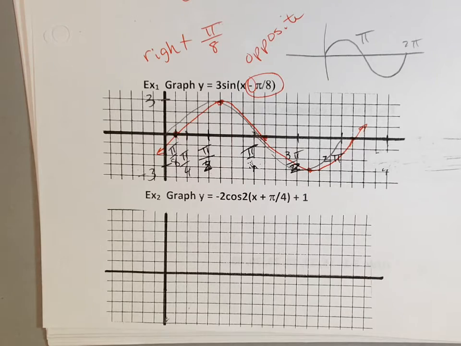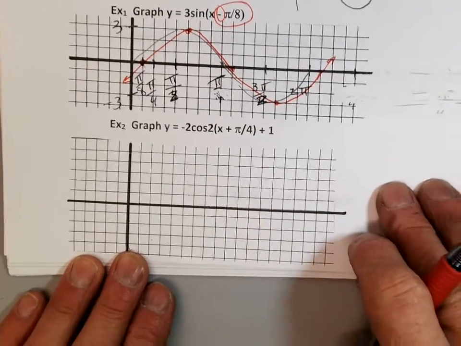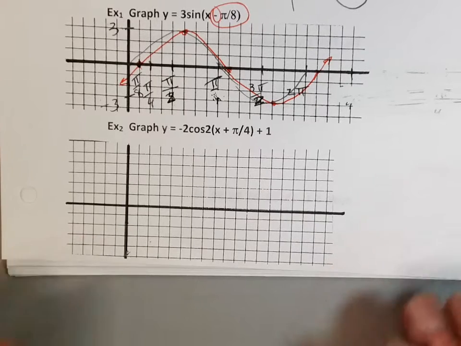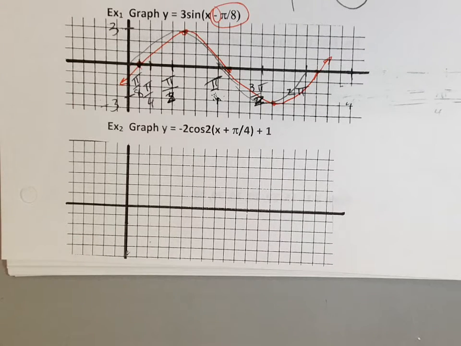Alright, let's move on to number 2. So to do number 2, I'm going to do 2 things. So it's going to be upside down cosine, amplitude 2. I'm going to put 2 curves in the space of 1, frequency of 2. Then I'm going to move it back to the left, pi fourths, and up 1. So, it seems kind of complicated. So I'm going to do this in a couple of different steps.